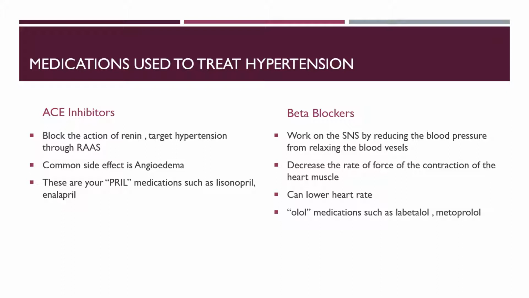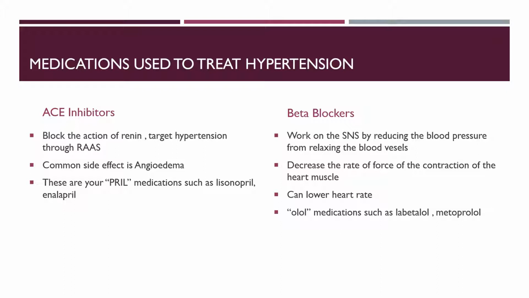Let's talk about some of the medications used to treat hypertension. You have ACE inhibitors. The ACE inhibitors block the action of renin, targeting hypertension through the RAS system. But again, that common side effect of angioedema should be considered when prescribing this medication to African American patients. These medications are going to be your pril medications, such as lisinopril.